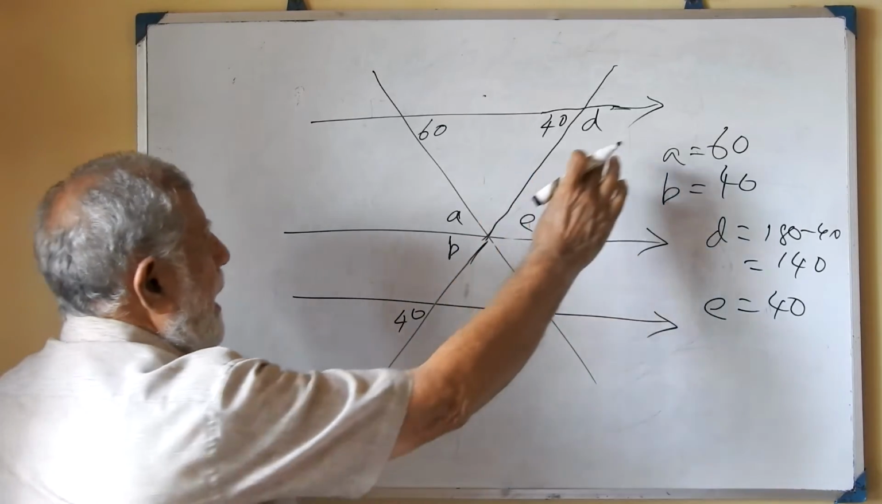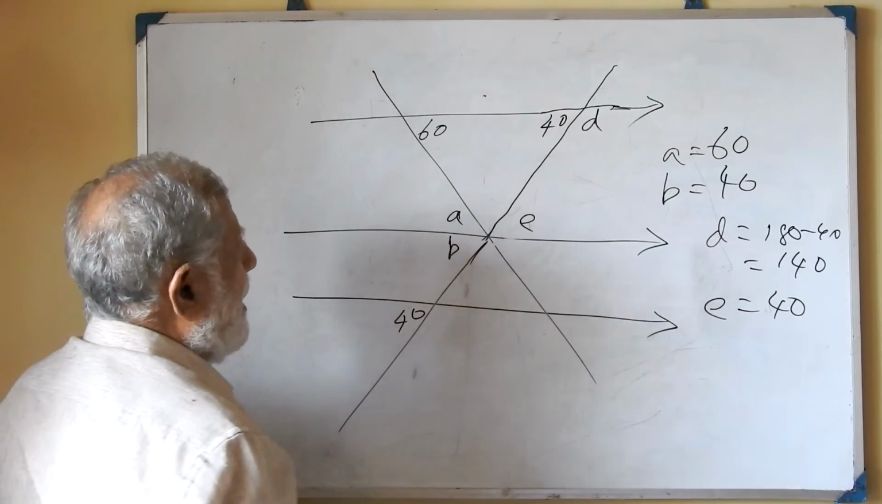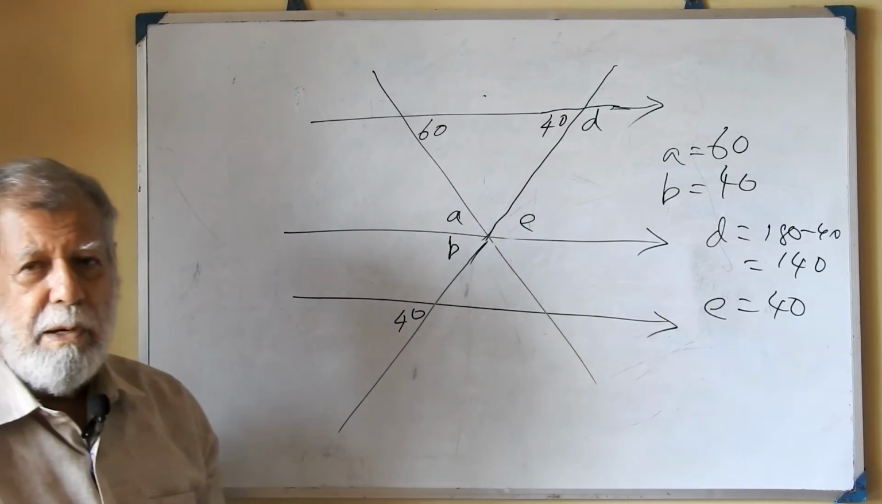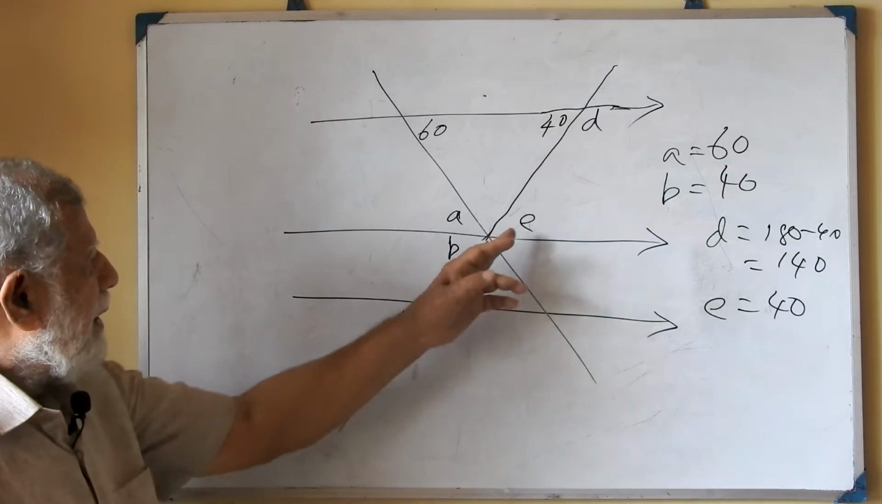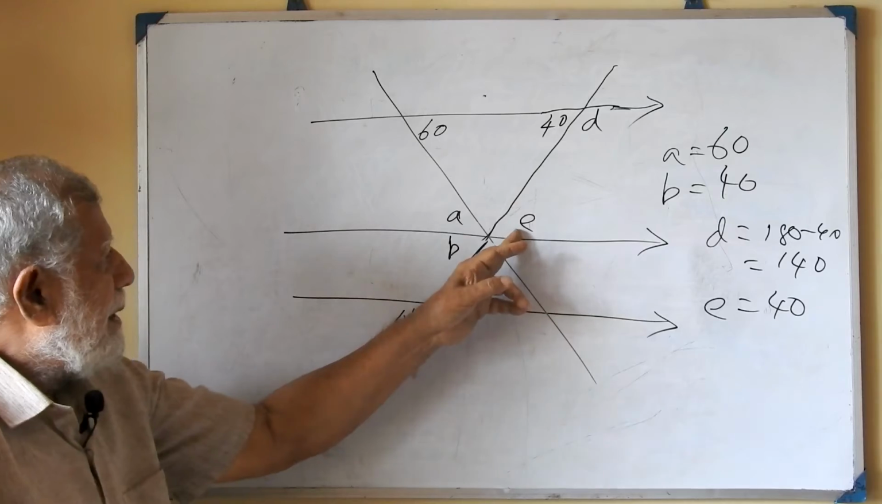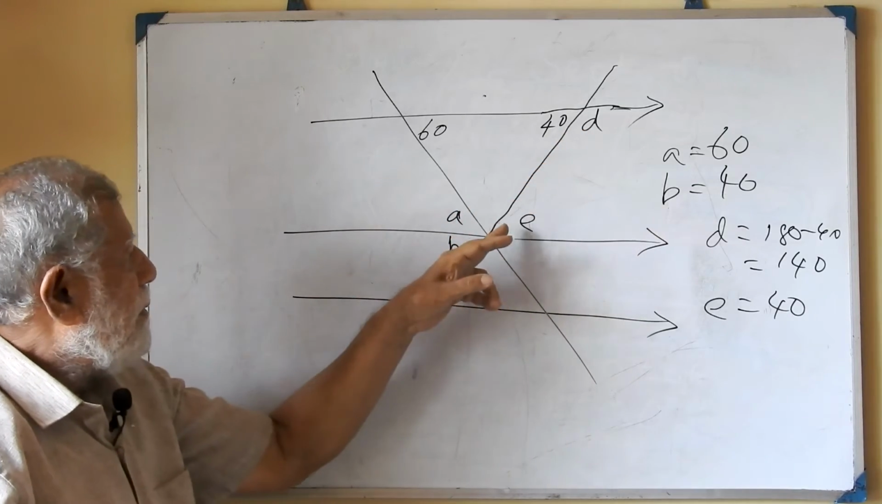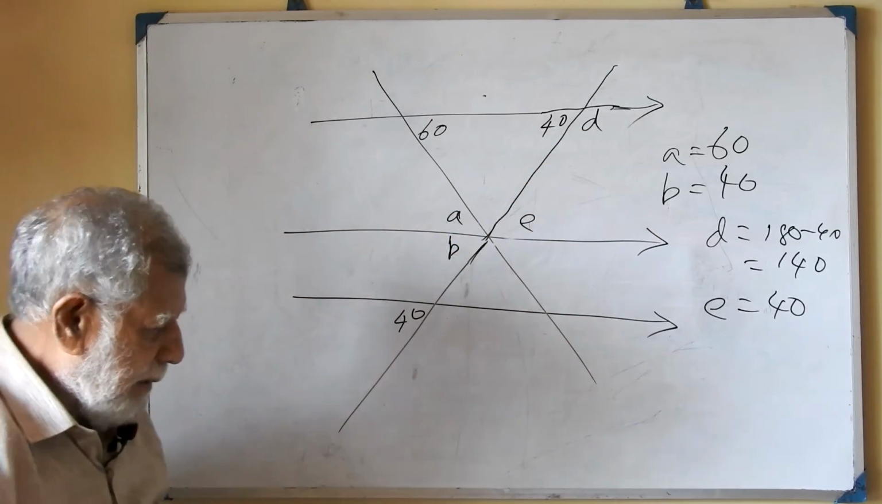Or we can take D and D as allied angles, or interior angles. In some books they call it interior angles. Interior angles add up to 180 degrees. So D plus the 180 degrees. So this is 140, this should be 40. So we'll take another example.